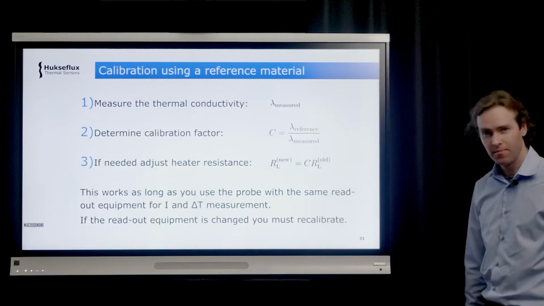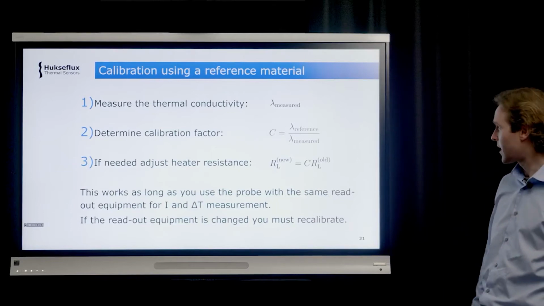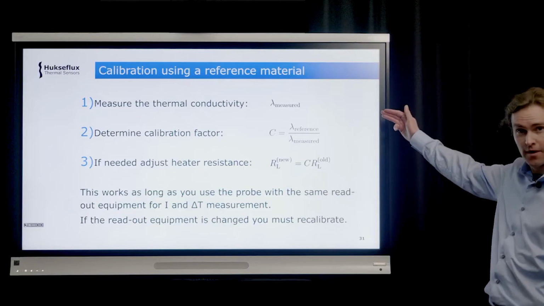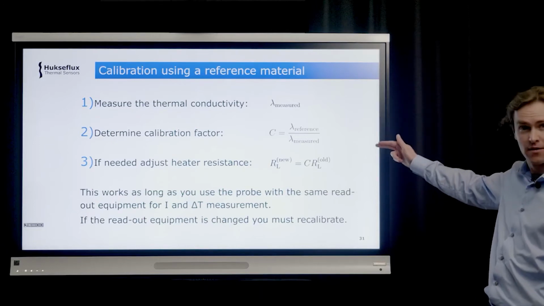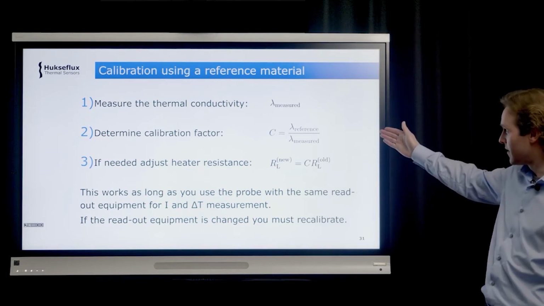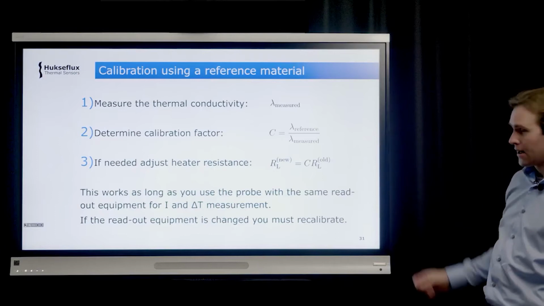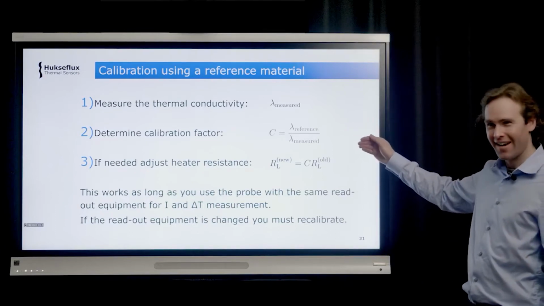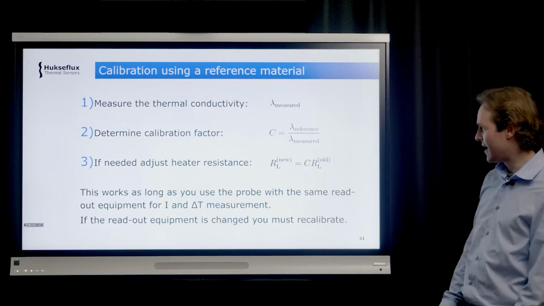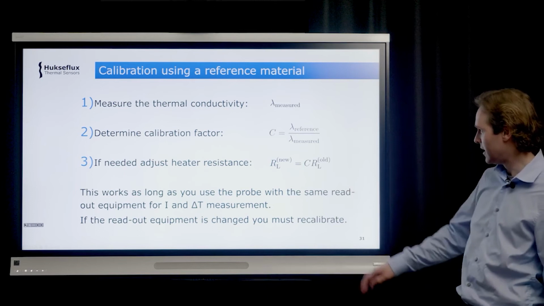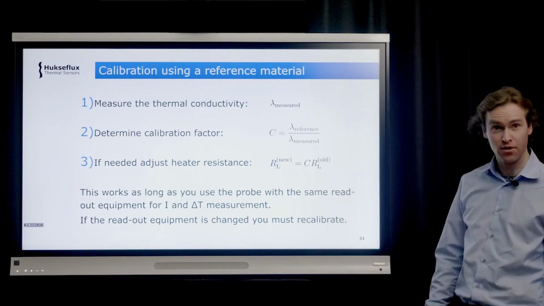So how do we do it then? You insert the needle in your calibration reference material. You measure the thermal conductivity. Then you compare it to the known thermal conductivity of your reference material. So basically you determine a calibration factor. Ideally this should be 1, but if you see that it deviates too much, then you can adjust, and typically we do that by adjusting the heater resistance.